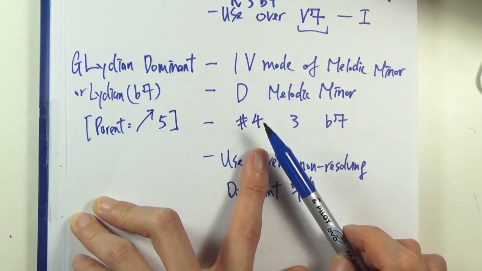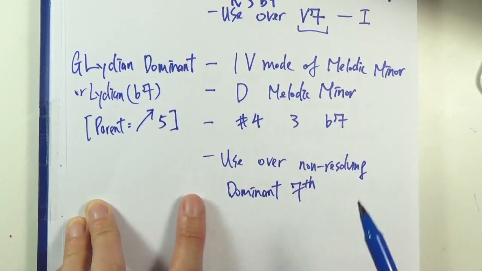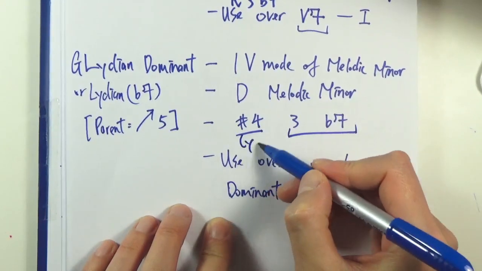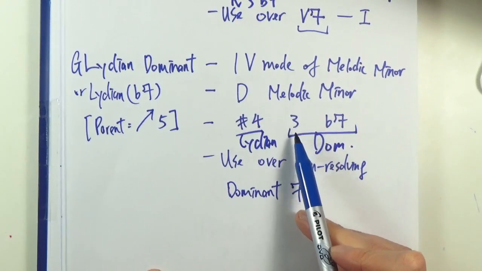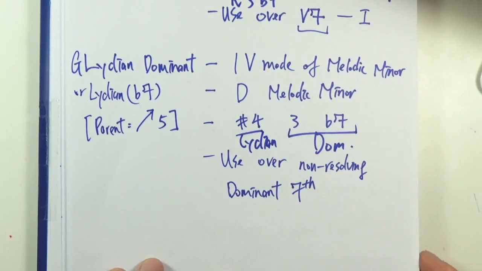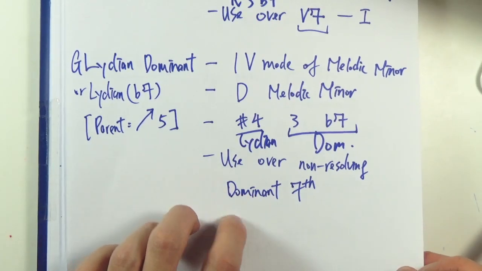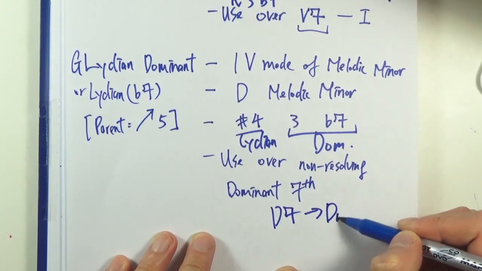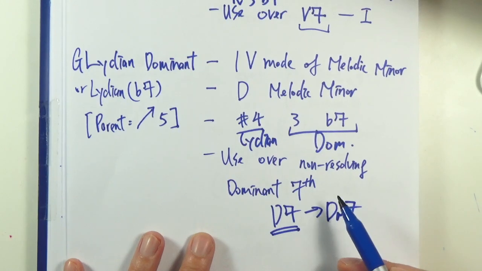A few important tones here. So sharp 4, major third, flat 7. So basically, Lydian means sharp 4, and dominant means major third and flat 7 there. So we usually use this scale over a non-resolving dominant 7 chord. So again, for example, D7 going into D minor 7. So the D7 here is non-resolving because the root doesn't go up a 4th or go down a 5th.